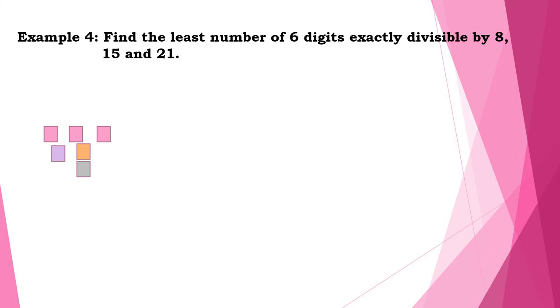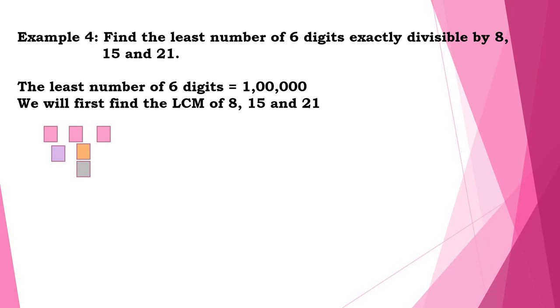Find the least number of 6 digits exactly divisible by 8, 15 and 21. So the least number of 6 digits is 1 lakh. Now students, here we have to find the number which is exactly divisible by these three numbers. That means we have to find the number which is a multiple of these three numbers.